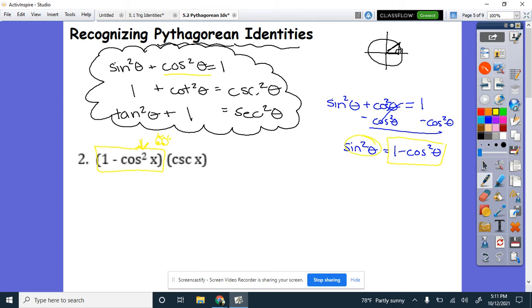So the equivalent identity is sine squared theta. And so what I can do now, instead of keeping this complex 1 minus cosine squared x, is just write sine squared theta. Now you can write x if you want. Again, I love theta, so I write with theta.